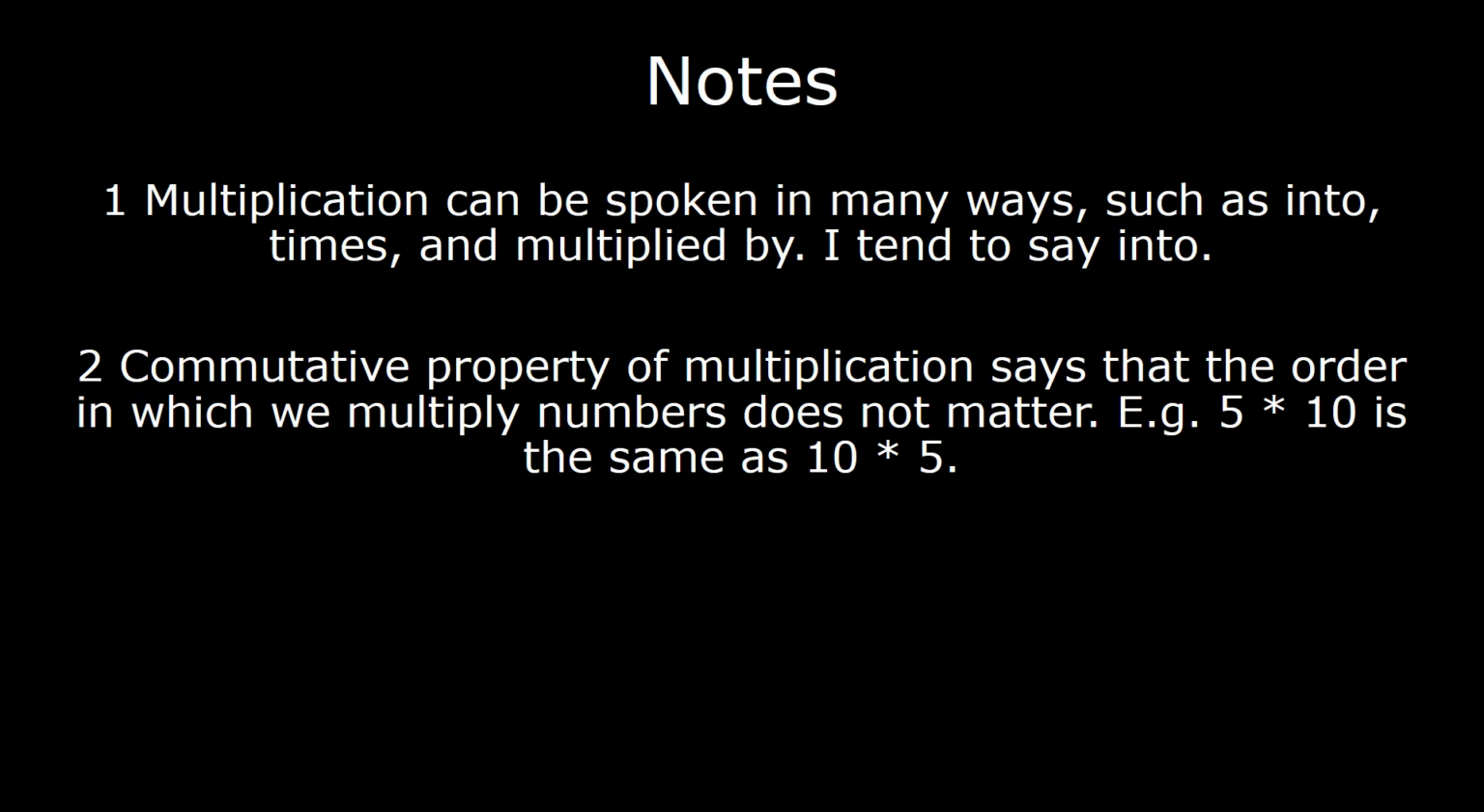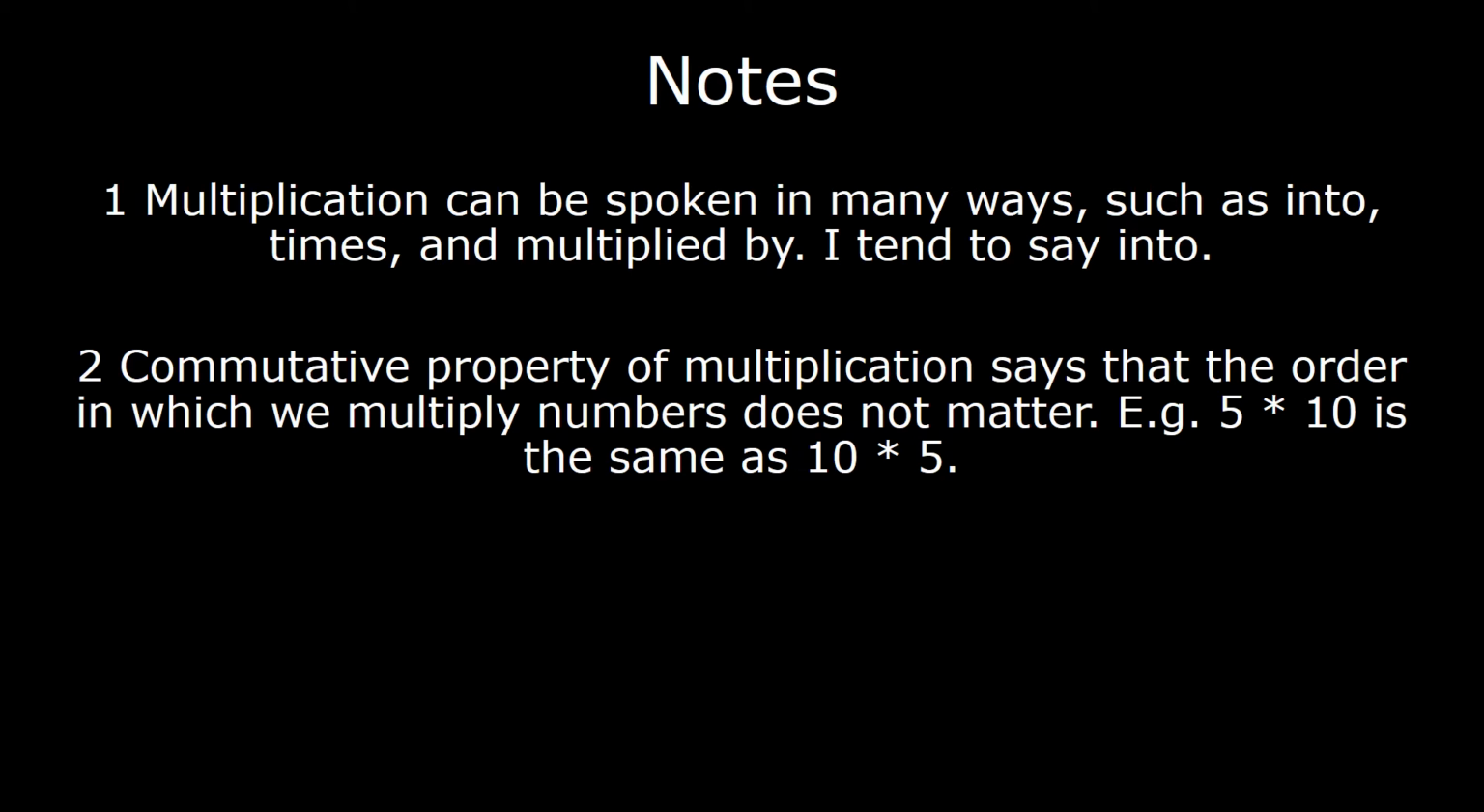Note 2. Secondly, I want to quickly touch upon the commutative property or commutative law of multiplication. It is very simple and straightforward and states that numbers can be multiplied in any order to arrive at the same answer. So whether you say 5 into 10 or you say 10 into 5, it doesn't really matter because it means the same thing. The output is the same value.